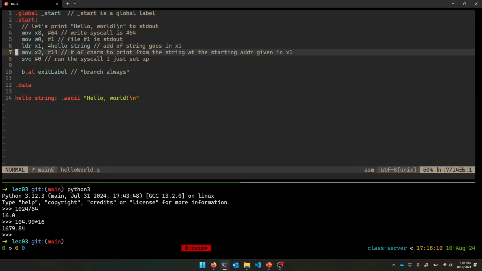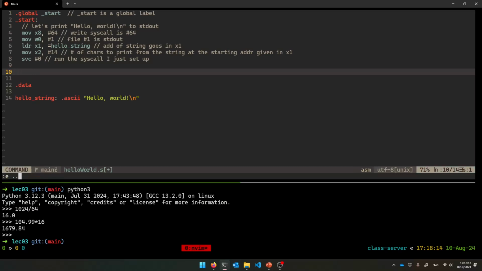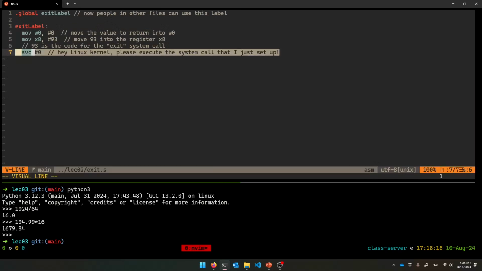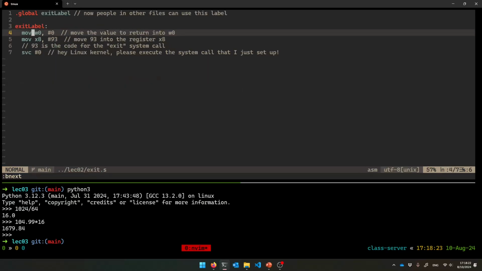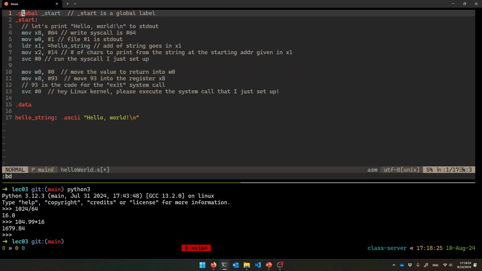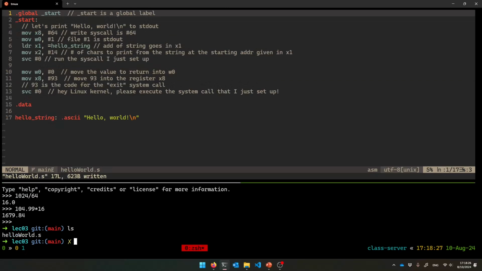And I did this whole branch to the exit thing. Let's just put the exit back in the same file. So let's copy in lecture 2's exit. I'm going to just call it exit.s. So this bad boy needs to go here. Just put it in the same file rather than branching. So here is our hello world program. So here I have saved it.